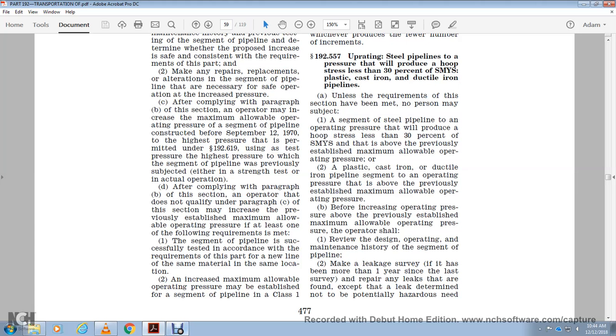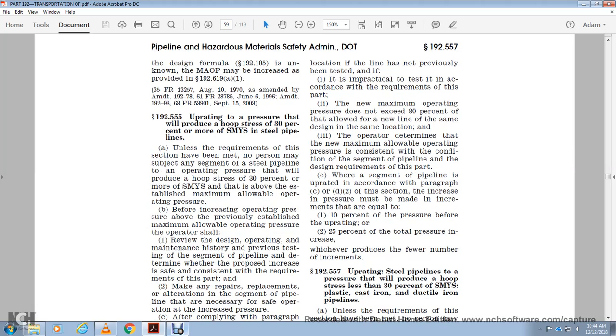An increased maximum allowable operating pressure may be established for a segment of pipeline in a Class 1 location if the line was not previously tested and it is impractical to test it in accordance with the requirements of this part, and the new maximum operating pressure does not exceed 80% of that allowable for a new line of the same design in the same location. The operator must also determine that the new maximum allowable operating pressure is consistent with the condition of the segment and the pipeline design requirements of this part.